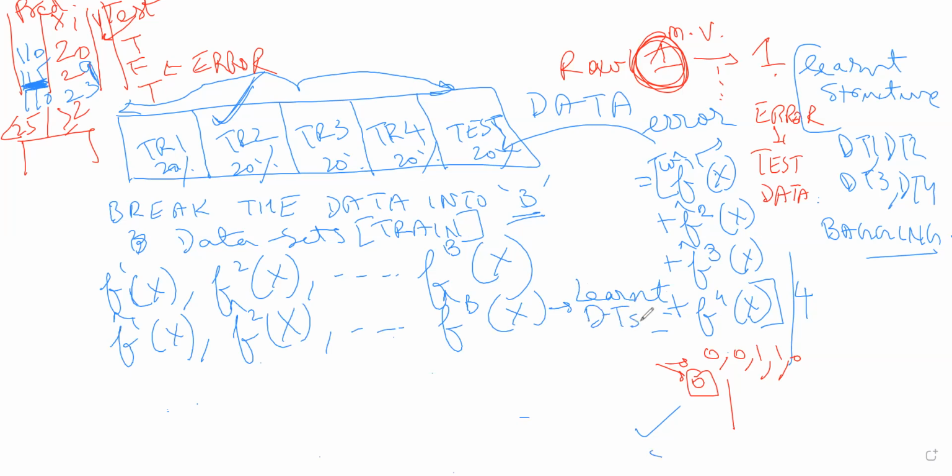decision trees. And what would bagging do? Bagging is going to take all of them together: the summation of F-b cap of X, where b goes from 1 to B, divided by B. This is going to be my prediction.